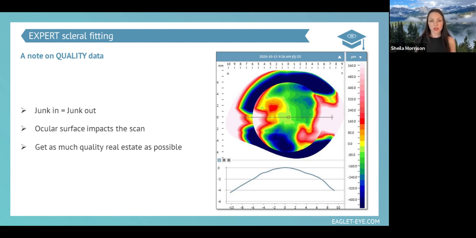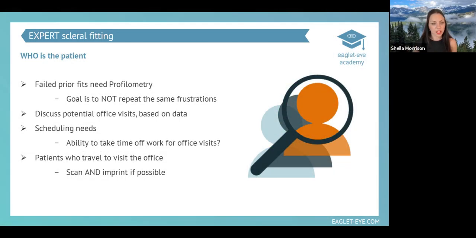Now, the other thing that I notice a lot in clinic, not so much anymore, that we've spent time training technicians with the ESP: getting real estate is so important for lens design. Now, we don't need real estate out to 25 millimeters, but we certainly need enough space visible to create a lens. And so getting the lids open really, really wide is very important for getting good quality data.